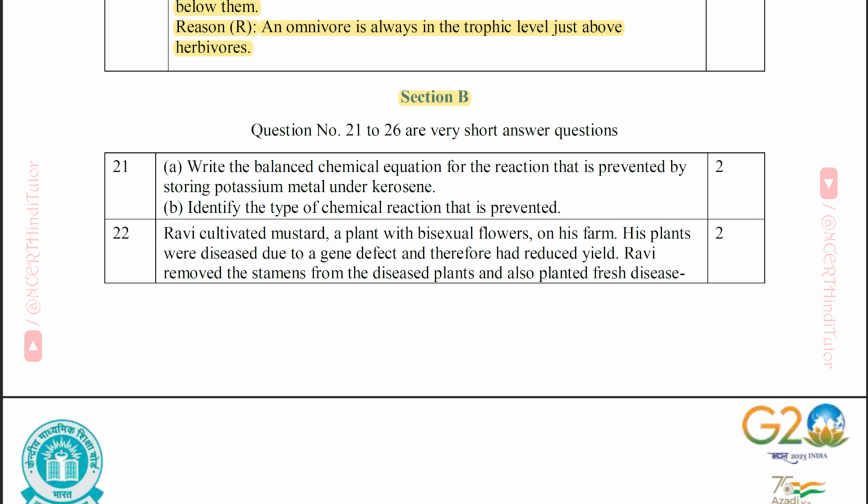Section B. Question numbers 21 to 26 are very short answer type questions. इनके मैं solutions भी आपको दिखा देता हूँ.